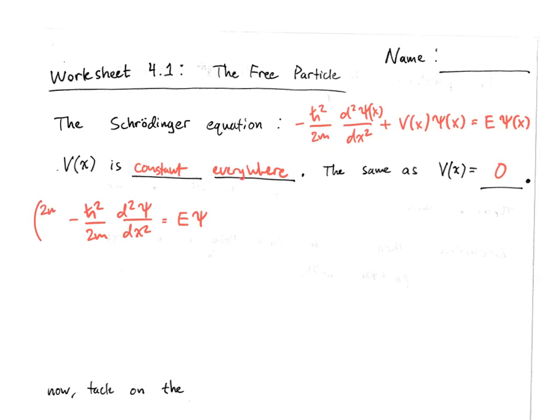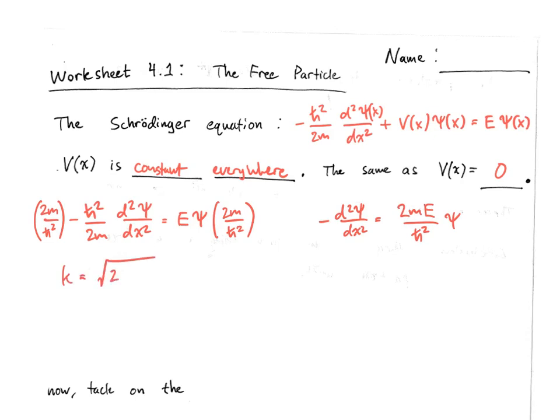Now we need to multiply both sides by the reciprocal of this expression over here. And what we get is that the negative second derivative with respect to x just equals 2mE over h bar squared psi. And we can define this value k as the square root of that expression that's there right next to the wave function. It's the same k that we had for the particle in a box. We can call this quantity the wave number for reasons that we'll explore later. And we can rewrite our Schrodinger equation as the second derivative of psi with respect to x squared being equal to negative k squared psi.